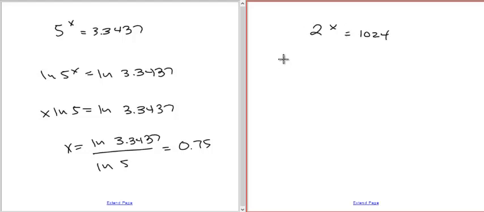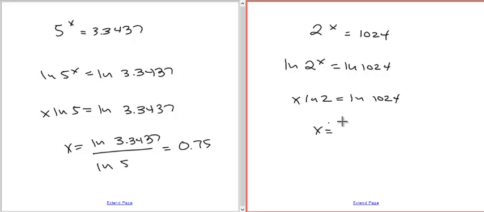So the same thing here. Natural log of 2 to the x is the natural log of 1024, and you could rewrite 1024 as 2 to the 10th power if you recognize that, but that takes some insight. This is much easier from just a standard approach. Stick it in your calculator. So bring the exponent out, divide both sides by the natural log of 2, and you plug that in your calculator and you get 10. And you can check it: 2 to the 10th power is 1024.